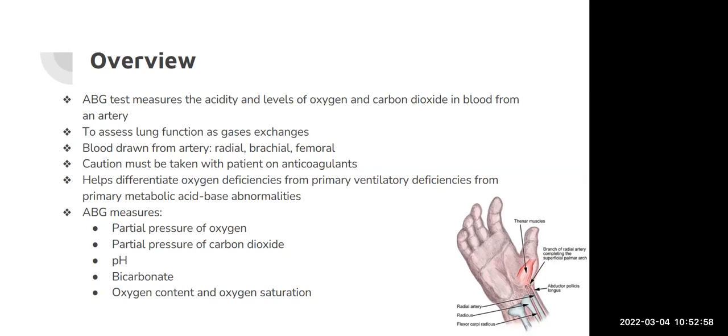ABG also helps to differentiate if the patient is having oxygen deficiency from primary ventilatory deficiencies or from primary metabolic acid-base abnormalities. ABG measures partial pressure of oxygen, partial pressure of carbon dioxide, pH, bicarbonate ion, and also oxygen content and oxygen saturation. Next.